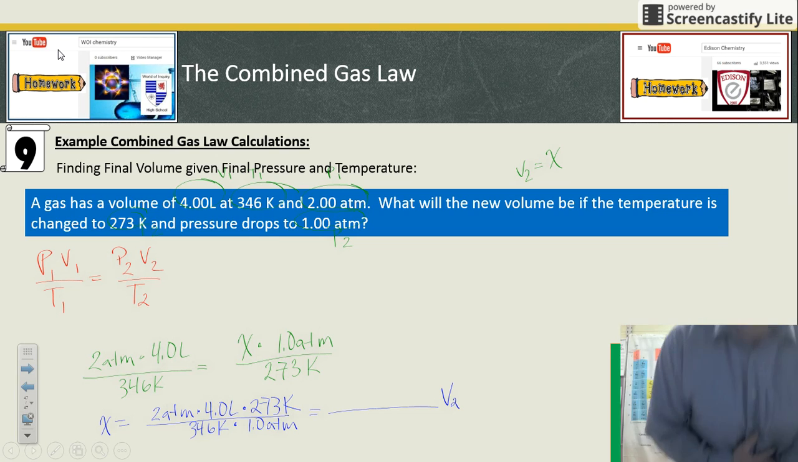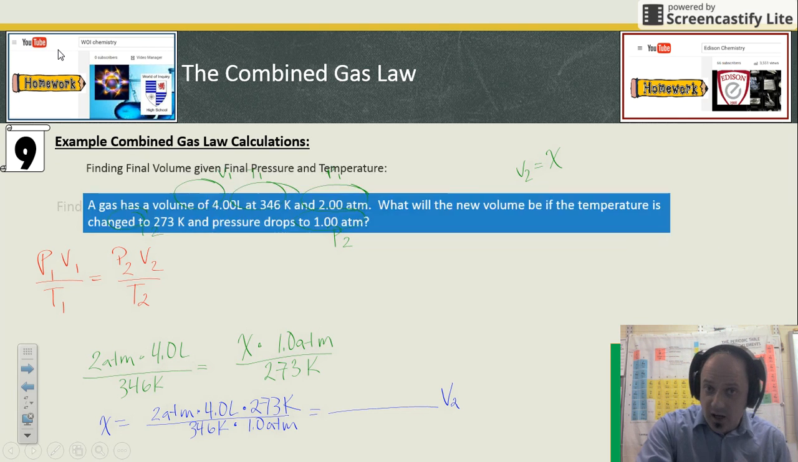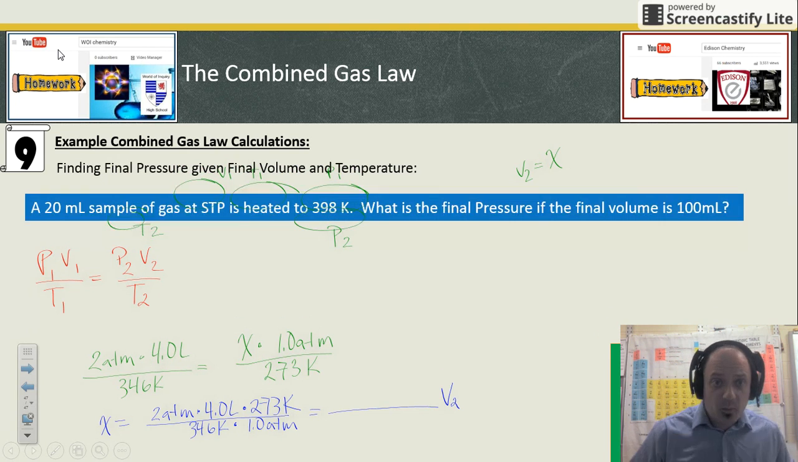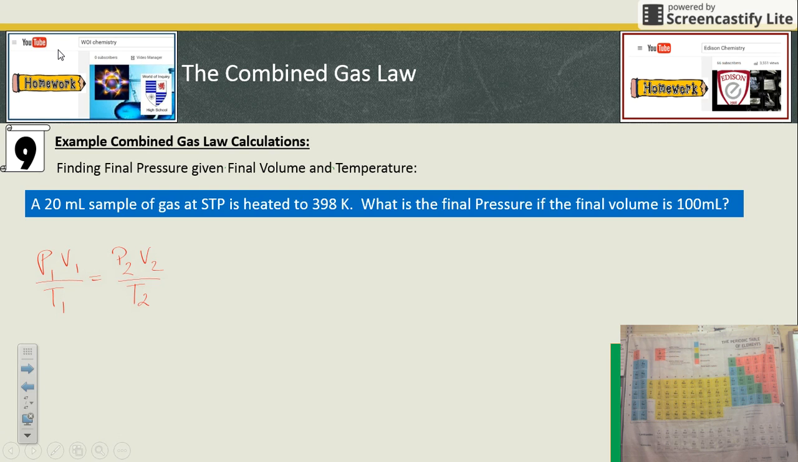The only other couple ways that these problems show up, and again, we're going to be solving for the one missing variable. The hardest part here is finding your 5 variables that you know, and then solving for the one that you don't know, because it requires algebra. Okay, finding the final pressure given the final volume and temperature. Again, I have to use the same equation, P1 V1 T1 over P2 V2 T2, because that is the combined gas law equation. I'll help you find your variables here.